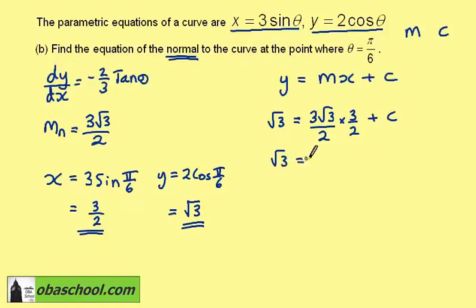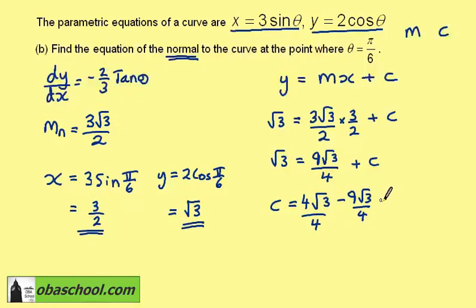So root 3 is equal to 9 root 3 over 4 plus c. c is going to be root 3 take away 9 root 3 over 4, and root 3 is 4 root 3 over 4, so c would be minus 5 root 3 over 4. We can now write that y is equal to the gradient 3 root 3 over 2 times x, take away 5 root 3 over 4.